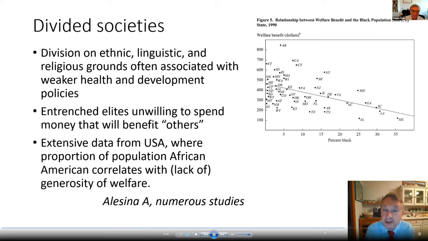And this is work from Alberto Alesina. A lot of work that was done looking at how ethnic, linguistic and religious divisions were often associated with poorer health and development policies. And the reason is that entrenched elites are unwilling to spend money that will benefit the others. Now, the others may be the poor, but they are particularly those people who look different. Those people who are identifiably different, they're wearing different clothes, they have a different colour of skin. A lot of this work was done in the United States, although Alesina also did the work internationally, and we've replicated it to some extent in Europe and found similar findings.